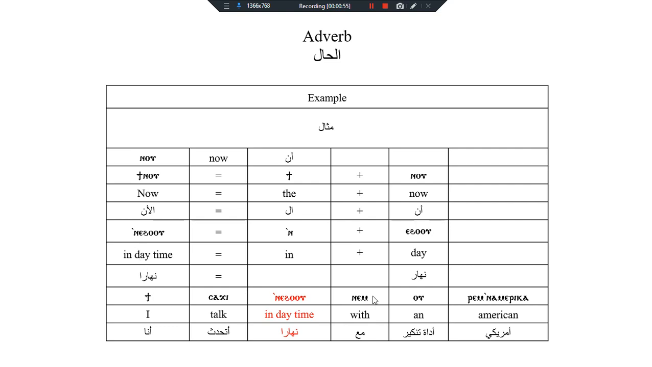Tisage in ehu name or in America. I talk daily, or in daytime, with someone from America. So we have here the verb followed by "in", followed by another noun used as an adverb.